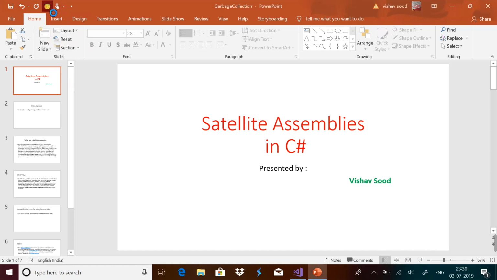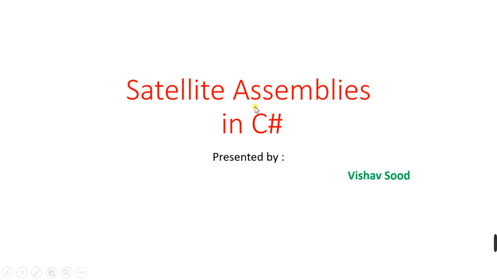So before going to satellite assemblies in C#, I just want to describe that generally in C# there are three types of assemblies. One is private assemblies, second one is shared assemblies, and third type of assemblies are satellite assemblies. So in this video we will go through what satellite assemblies are, how to use them, and what is the exact purpose of satellite assemblies.